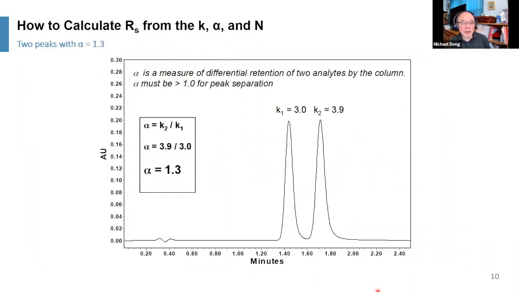Okay, so how do you calculate resolution from the resolution equation, right? Here's one example, which you've seen before on selectivity. We have a pair of peaks, and alpha is the ratio of the K prime. The K prime of the first peak is 3, the second one is 3.7, so the alpha is 1.30, right? So this is the alpha.